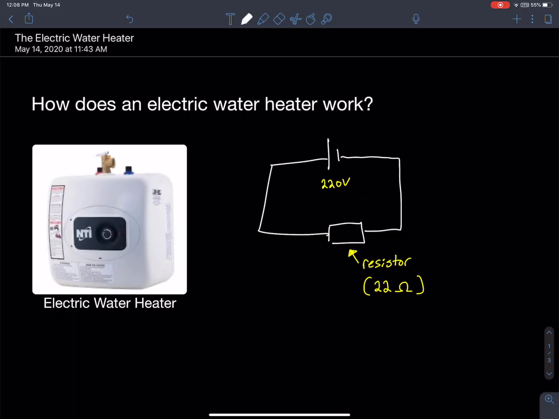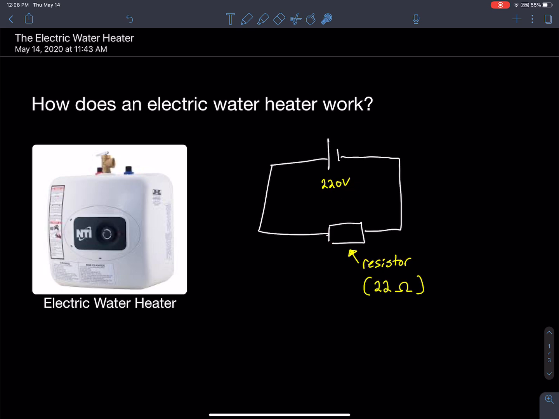Here's a great practical question that applies everything we've learned in electricity. This is like a culmination question with our thermal physics unit. Okay, so what we're going to do is try to analyze how an electric water heater works using a simple circuit that just incorporates a resistor.